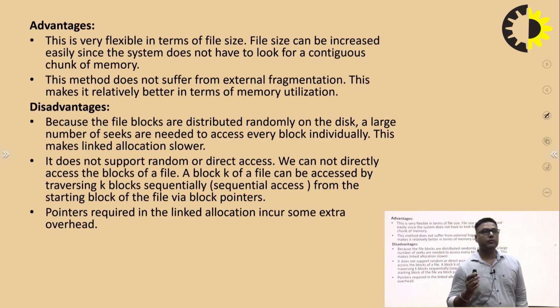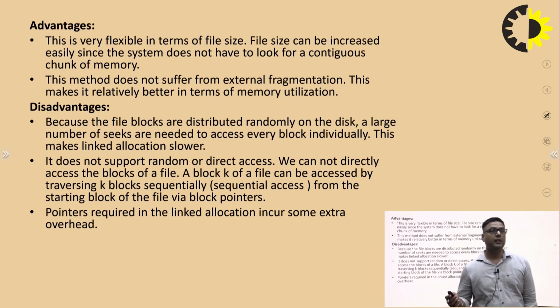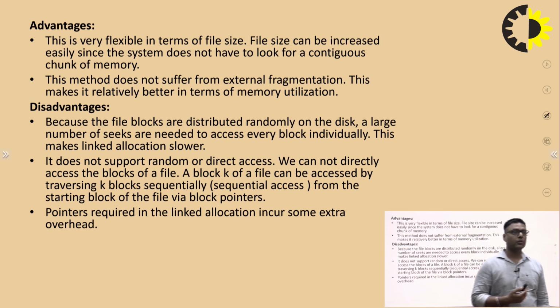And the disadvantage, what is the disadvantage? Because the file blocks are distributed randomly on the disk, a large number of seeks is required. Seeks are needed to access every block individually. This makes linked allocation slower.